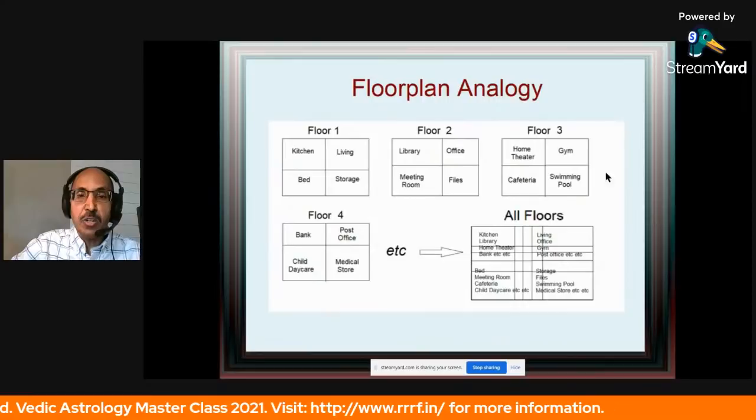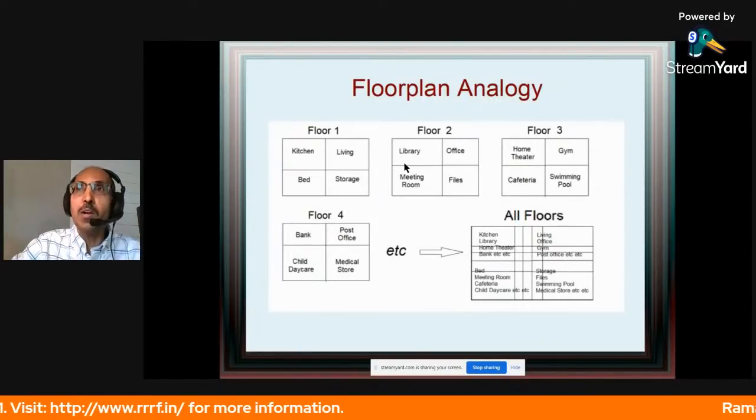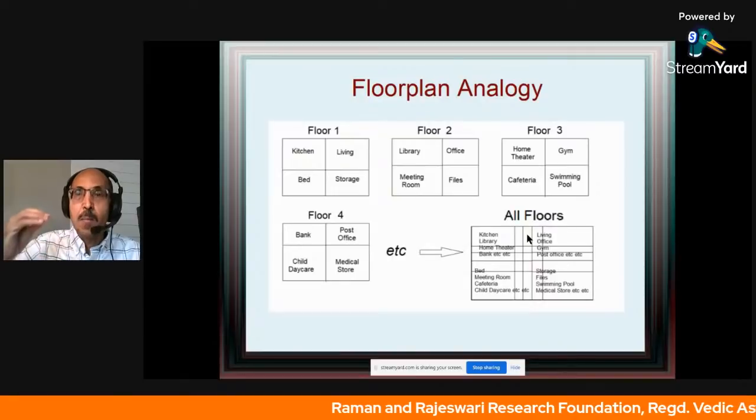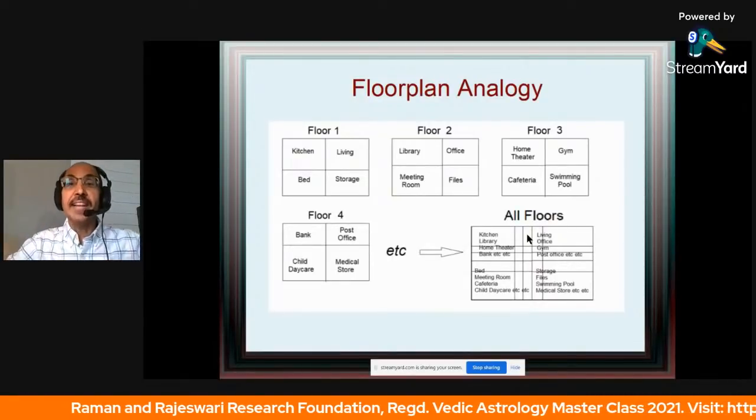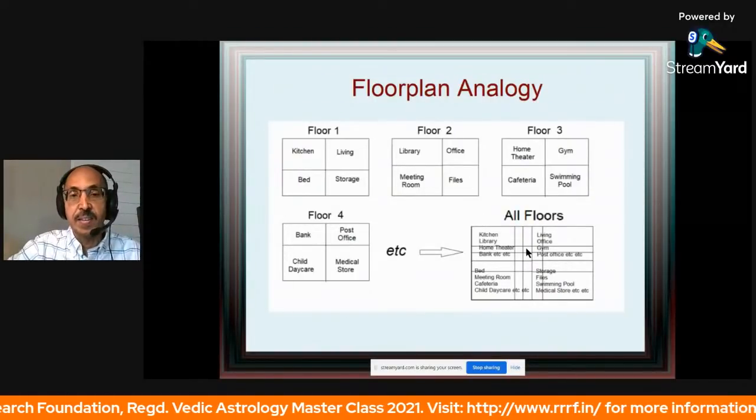But as this analogy should show you, it is much easier to look at a particular floor first, and then if you want to see how it relates to the material existence, you can then look at the Rashi chart as a secondary. So in other words, people use Rashi chart as primary and the divisional chart as secondary. What I will advocate is divisional chart is primary and Rashi chart is secondary.